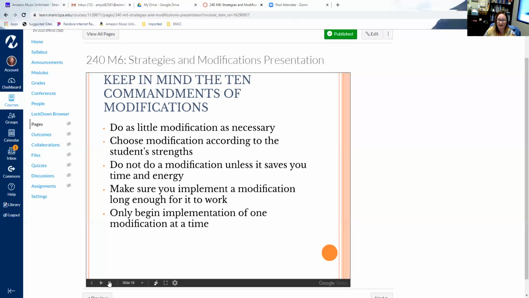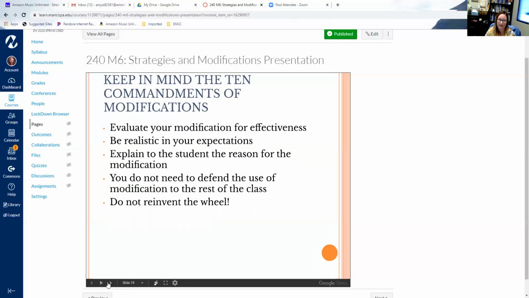Make sure we're implementing it long enough for it to work. And I often see that as something that isn't done. So we need to try it for a while. Sometimes it takes a few weeks for something to work. So really getting consistent with how it's being done before we decide, oh, that's not working, making sure that we've given it enough time. Only try one modification at a time, because if you try a bunch at once, you're not going to know which thing was actually successful, and then that causes other issues.